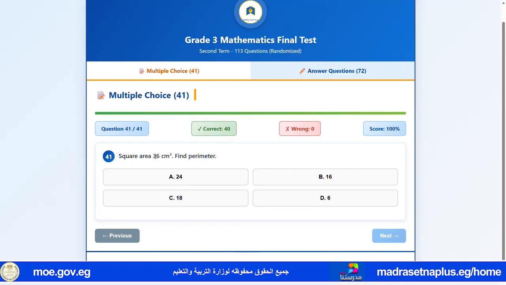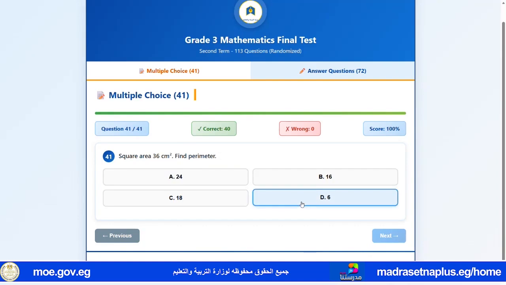Square with area 36 square centimeters. Find what? Find the perimeter. So, how to get perimeter? Yes, we should know the length. We should know the side. Okay, so 36 area, side is what?